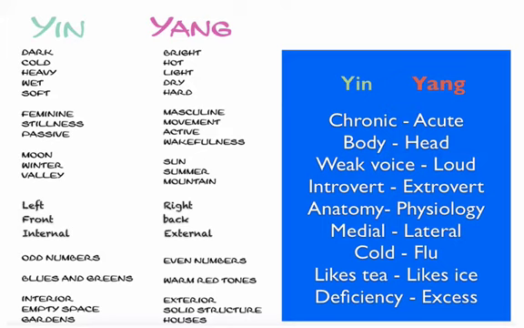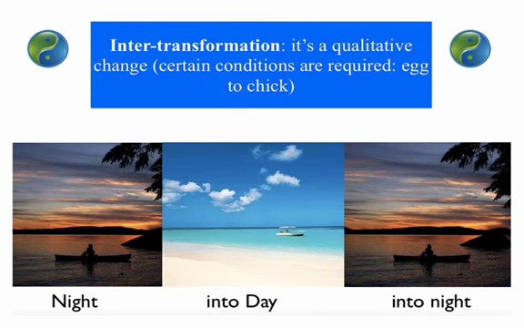Okay? So you got a bunch more on the other side there. We said dark and bright, right? Cold and hot. Heavy versus light. Wet or damp versus dry. Soft versus hard. So you can look at this, the feminine and masculine energy, and look at all of them and compare the yin and yang. So those are opposites. Now, the second thing about yin and yang is that they can transform into each other, right? And it's a qualitative change because we need certain conditions to be able to change.